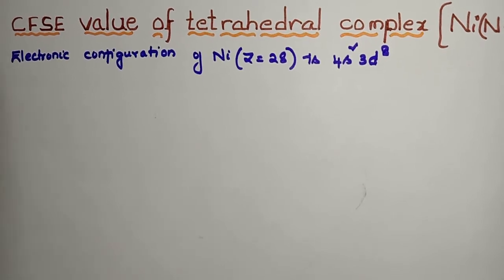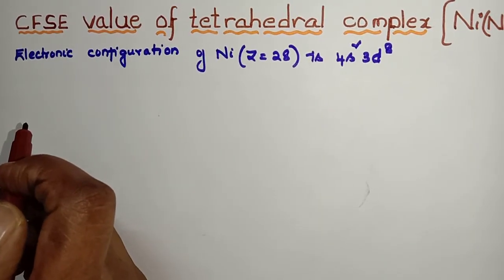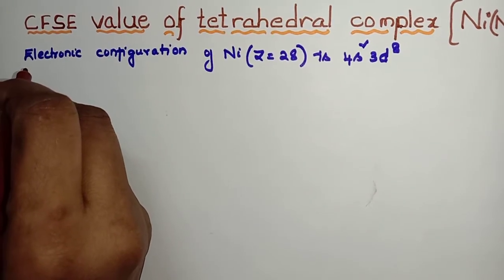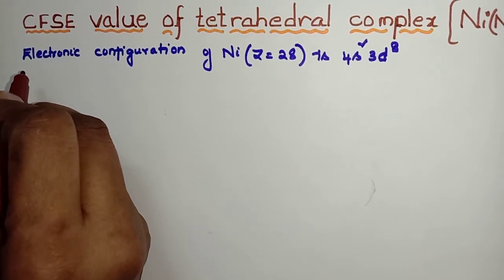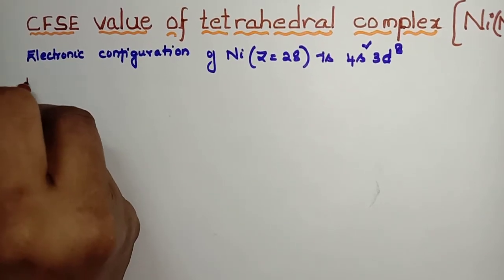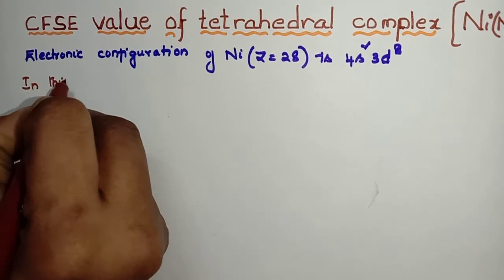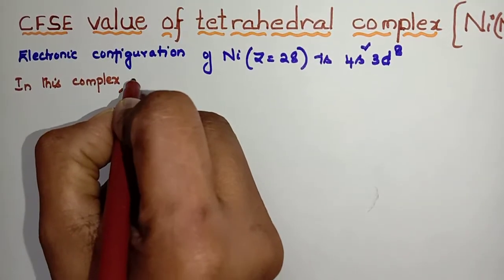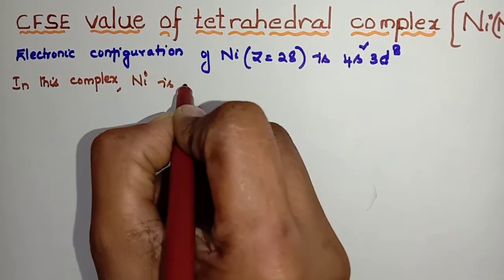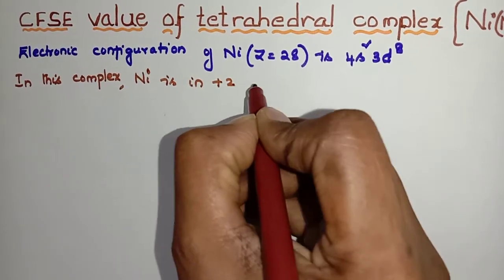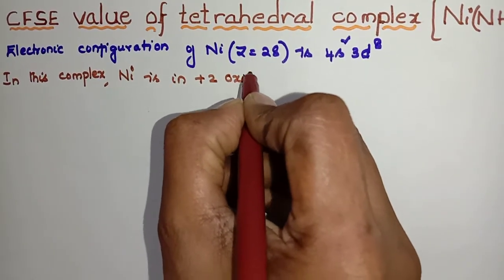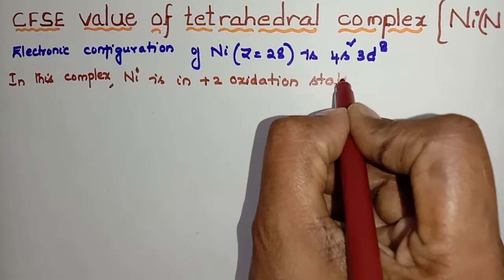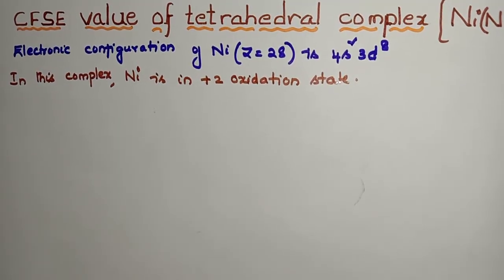So, in this particular complex where nickel is surrounded by 4 NH3 groups, how much will be its oxidation number? What will be its oxidation state, students? I am writing here, in this complex, nickel will be in +2 oxidation state. Why? Because NH3 is a neutral ligand. Ni is in +2 oxidation state.